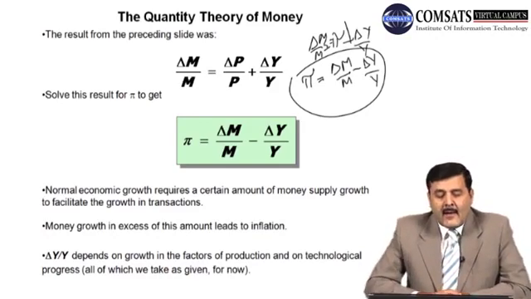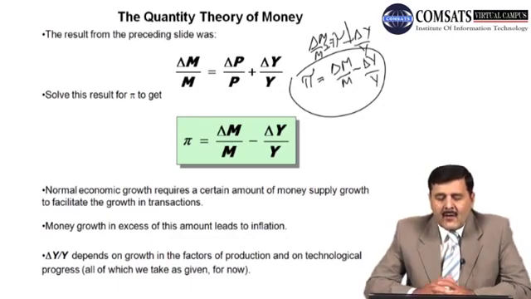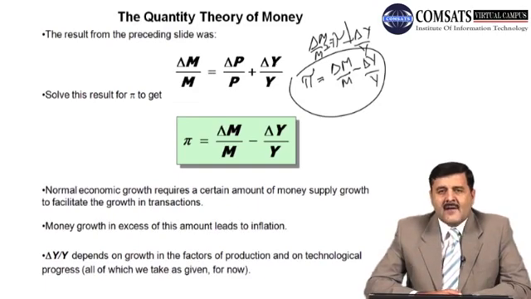तो जैसा कि आप इस स्लाइड में देख रहे हैं कि हमने come up with the final equation, delta M over M, delta P over P, plus delta Y over Y. जैसा कि हमने assume किया previous slide में, हमने ये कहा कि जो delta P over P है, that is equal to pi, that is equal to inflation, तो हम इस इक्वेशन को रीअरेंज करें, तो we can write this equation: pi is equal to delta M over M minus delta Y over Y. Nominal economic growth requires a certain amount of money supply growth to facilitate the growth in transaction, right?